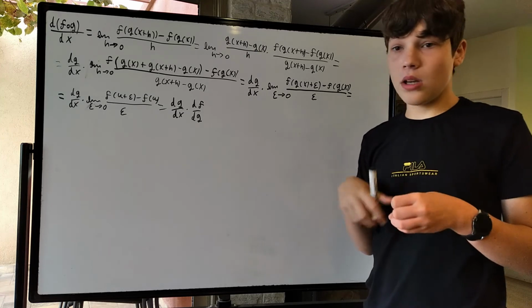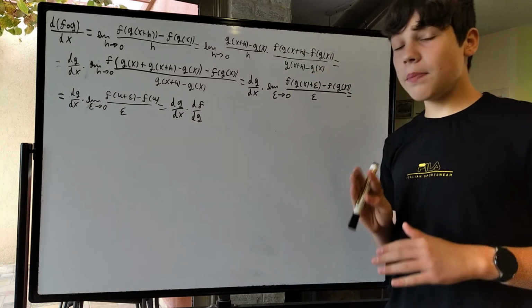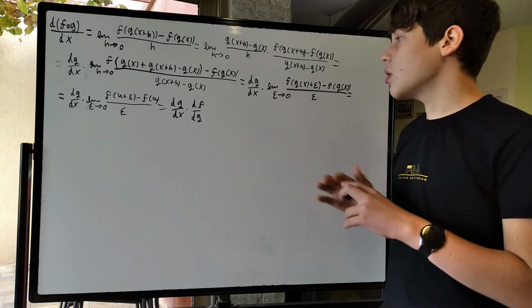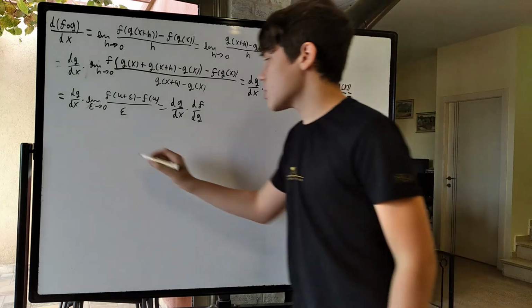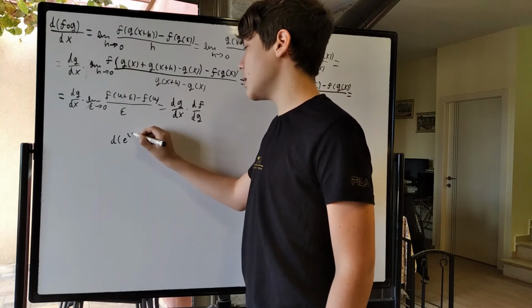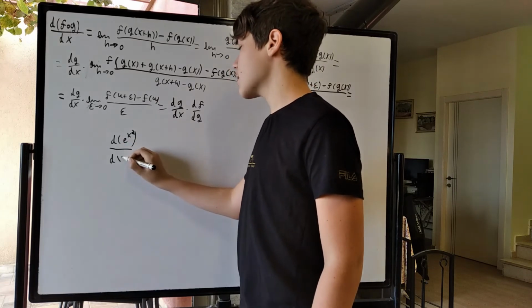Now this might seem a bit confusing about what this df over dg actually means, because so far we only worked with d over dx. So let's do a quick example just so everything is clear about what this means. Let's calculate the derivative of e to the x squared over dx.